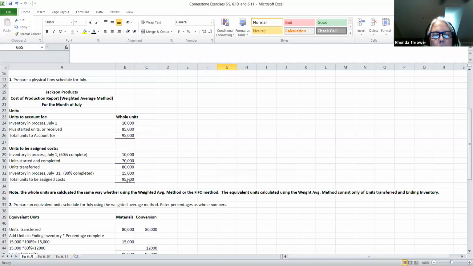That 95,000 is plugged back up in here. Remember, these two reconcile each other out. So if you can find this, you should know what the answer is to this. And then you can work backwards to find the units that you started and completed. This is what we refer to as a physical flow schedule. In ACC 121, they titled it whole units. So to tie in what you learned in ACC 121, I'm going to continue by putting whole units on here so you'll understand where these steps come from.